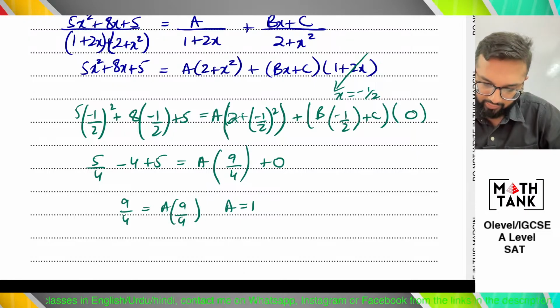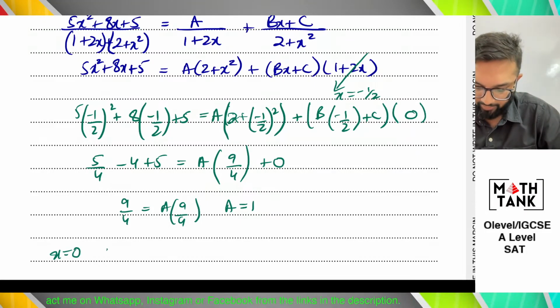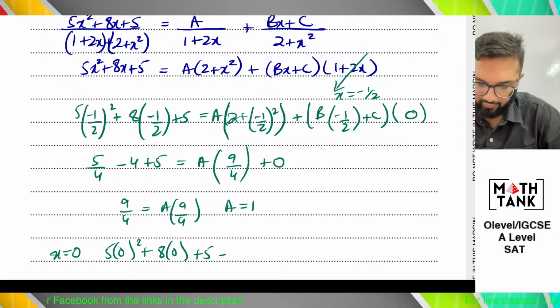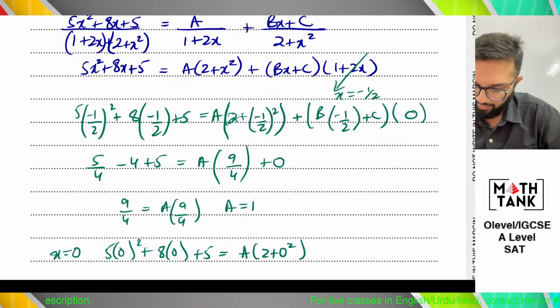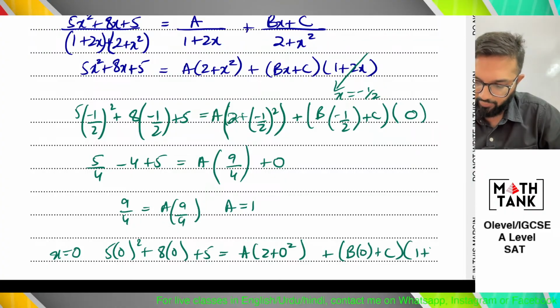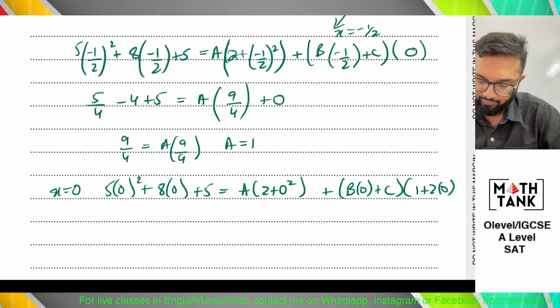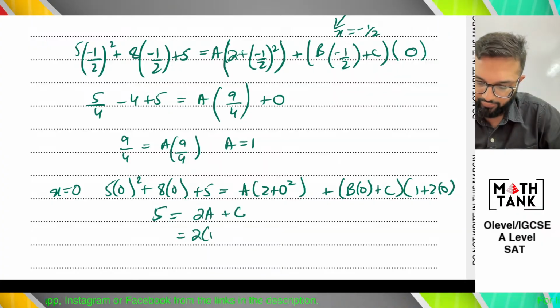Now I can take on any values of x because there are no other brackets that are available. So 5 times 0 squared plus 8 times 0 plus 5, 2 plus 0 squared plus b times 0 plus c, and 1 plus 2 times 0. 5, 2a, and c is 1.